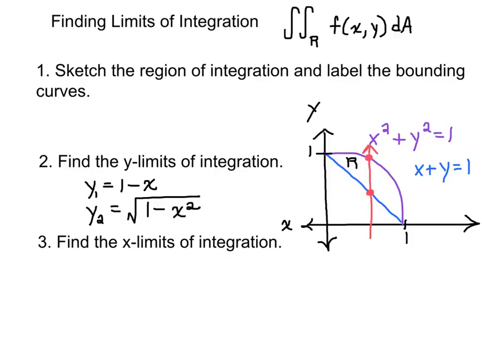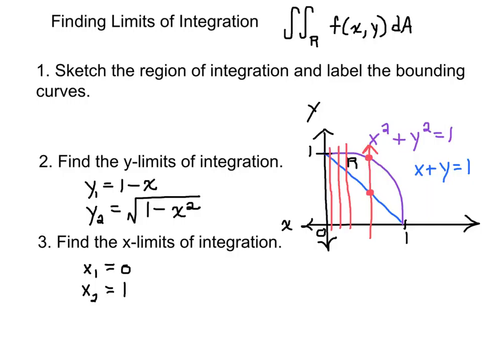Our last step is to find the x limits of integration. Well, if we start at x equals 0 and work our way over to x equals 1, continuing to draw these lines or slices parallel to the y-axis, we can see that to go through this region, we would integrate from 0 to 1. So for our x values, our first x limit of integration is x equals 0, and our final x value is x equals 1.